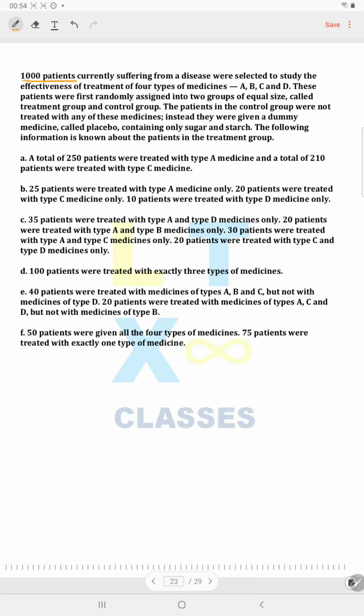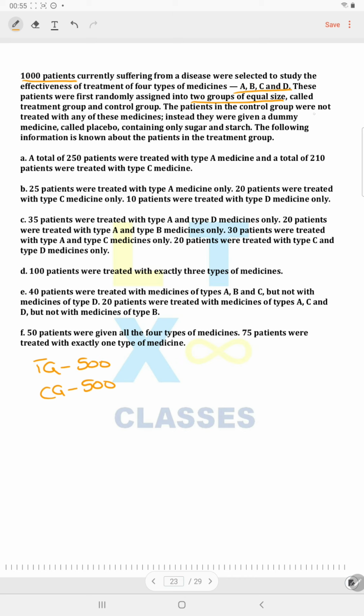1,000 patients currently suffering from a disease were selected to study the effectiveness of treatment of 4 types of medicines A, B, C, D. So there are 4 medicines and there are 1,000 patients. These patients were first randomly assigned into 2 groups of equal size. Important information, 2 groups of equal size called treatment group and control group. So we know that in treatment group we have 500 and in control group we have 500 patients.